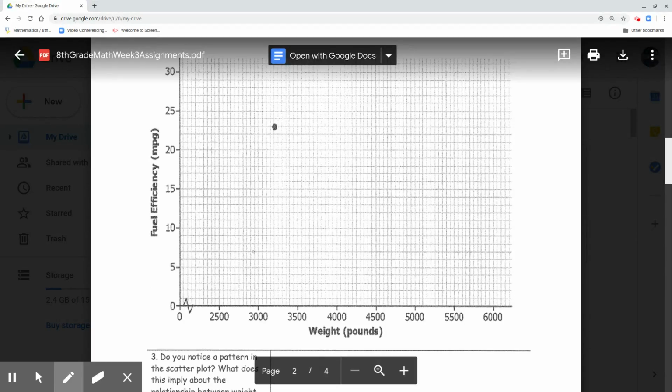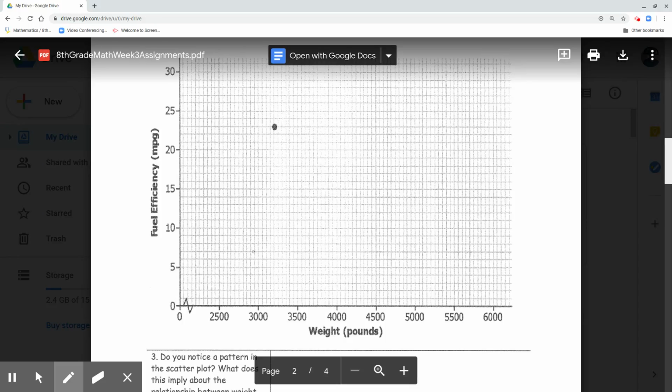The next thing that needs to happen is we need to plot the points that would go on the scatter plot. So I'm going to show you guys plotting a couple of the points on the video, and then I'll pause the video and have you guys go ahead and fill in the rest, and then we'll come back.